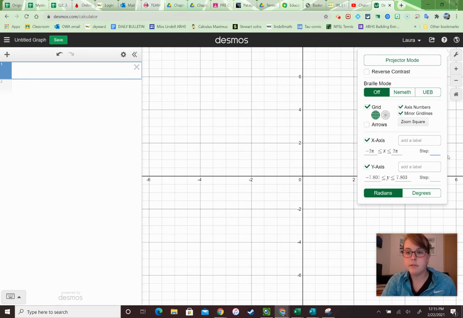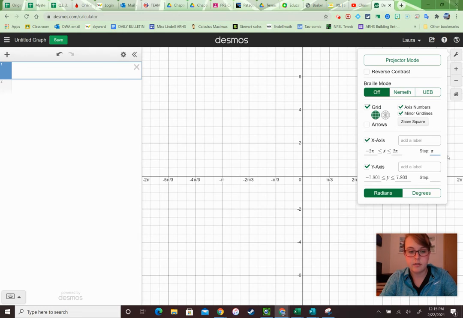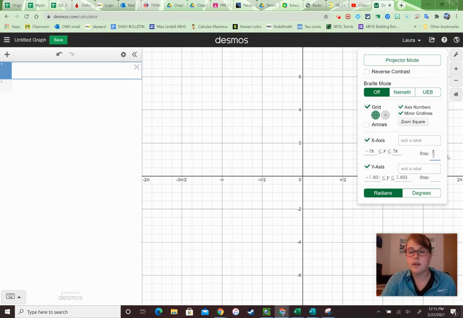And then for steps, you can use pi, you can use pi over 2 or pi over 3, whatever works best for the problem that you're working on. I personally like to start with pi over 2 if I'm just graphing standard sine and cosine. The other thing that you want to make sure you do is make sure your calculator is in Radian mode, which is Desmos' default mode. But if you had switched it to degrees or something to do a different type of problem, make sure that you're back in Radian mode.